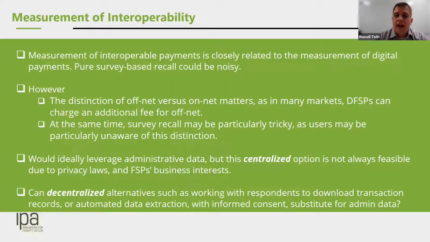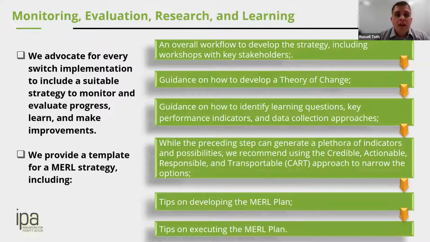And we also provide a model survey module in the appendix of the report that provides an example of questions that could be incorporated in many different surveys on how to measure interoperable off-net payments. Finally, we close the report with a chapter that provides a monitoring, evaluation, research, and learning strategy and walks through the different steps in developing that strategy.